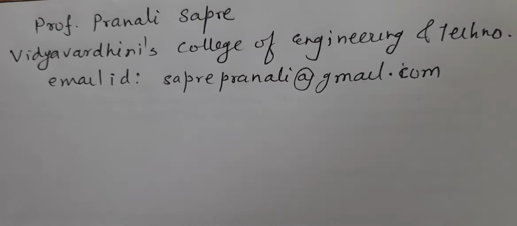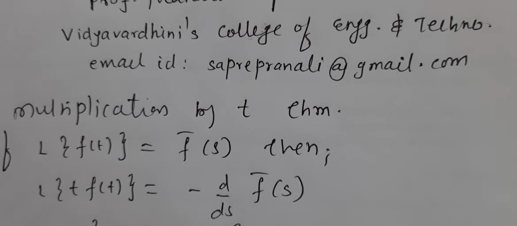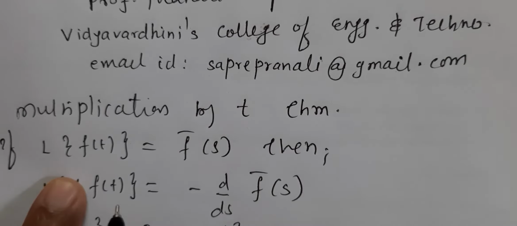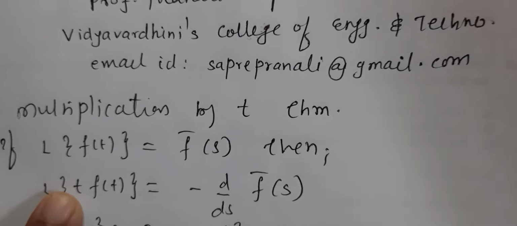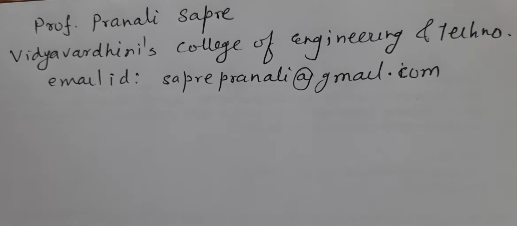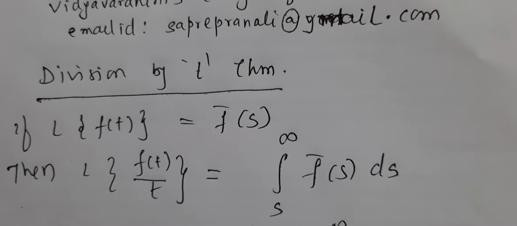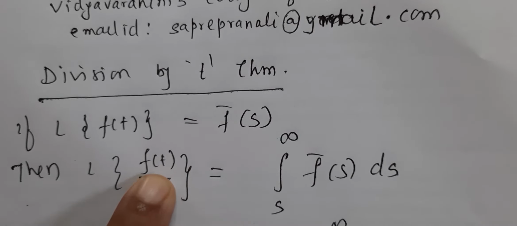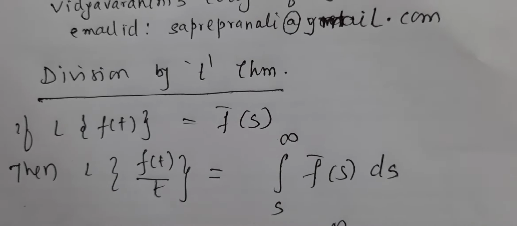Then we had seen Laplace of multiplication by t, meaning when you want to find Laplace of t into some function, how do we find it? Just find Laplace of this f(t), which is f bar s, and for multiplication by t, take its derivative with minus sign. After that, we had seen the division by t theorem: whenever it is Laplace of some function upon t, again find Laplace of f(t), which is f bar s, integrated from s to infinity.